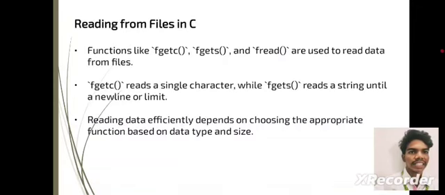Reading from files in C. Functions like fgetc, fgets and fread are used to read data from files. fgetc reads a single character while fgets reads a string until a new line or limit. Reading data efficiently depends on choosing the appropriate function based on data type and size.